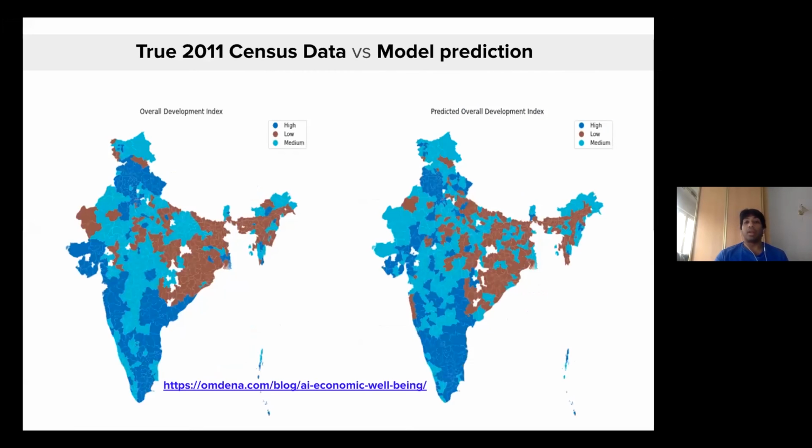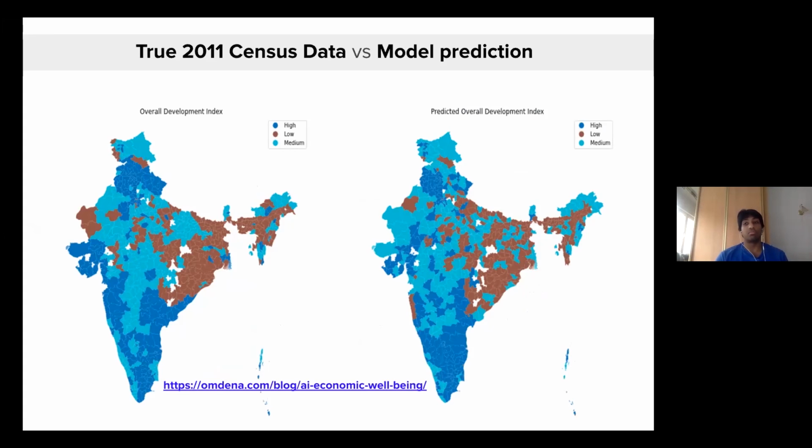We built a model, and this is the output of the model. What we saw is that our model prediction is 70% accurate, which is not really 90. We are trying to improve the model, but this was the work we did in India, and it is very encouraging, because now governments don't have to spend millions of dollars every 10 years to do this exercise of survey.